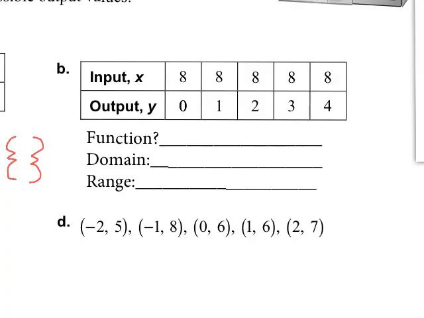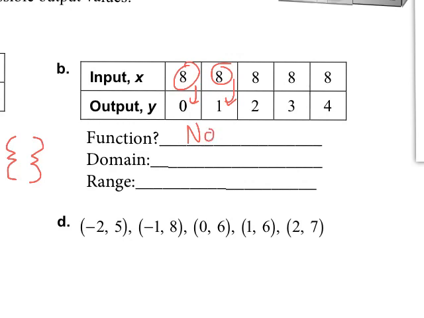Okay, so on B, is B a function? Okay, what happens when I hit 8? Imagine these are buttons. What happens when I hit 8 here? 0 comes out. What happens when I hit 8 again? 1 comes out, and then 2 comes out, and then 3 comes out. Does the input of 8 have more than one output? Yes, it does. It has actually 5 different outputs, right? 0, 1, 2, 3, and 4. Okay, so we would say no, this is not a function.